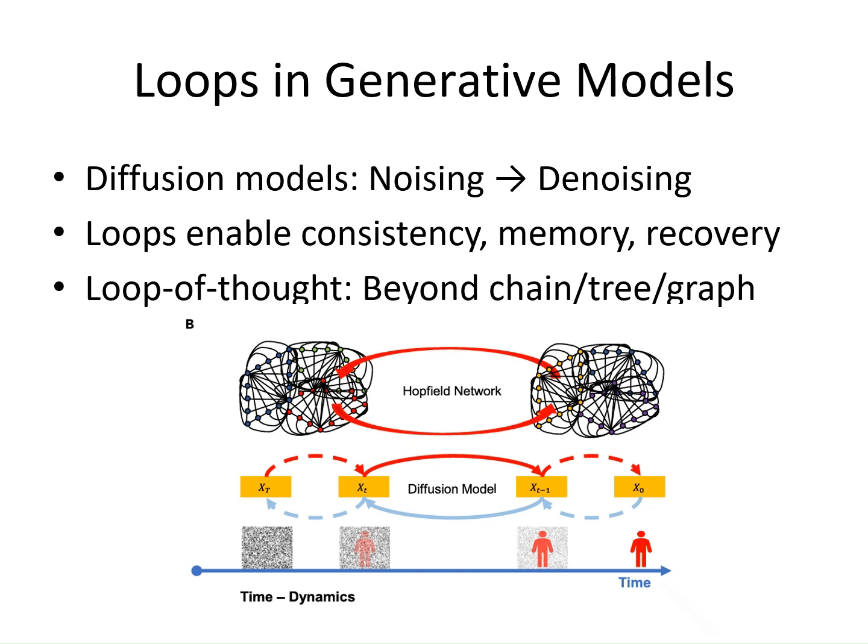So this allows not just a chain of thought or tree of thought paradigm. We have a loop of thought paradigm of continuous refinement. This looping behavior enables something that feed-forward-only models can't do, which is temporal coherence. Information is consistent across the time steps, and it also enables memory-like dynamics. The model retains context across these multiple passes. So we can see here an example of a diffusion model.